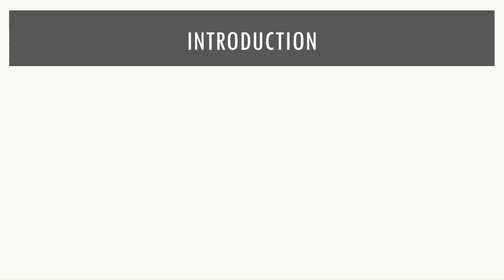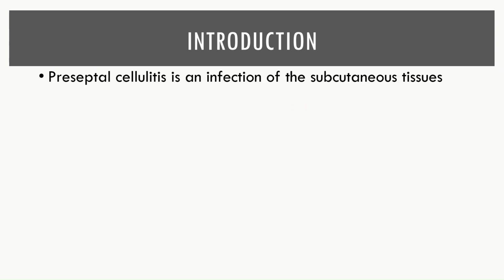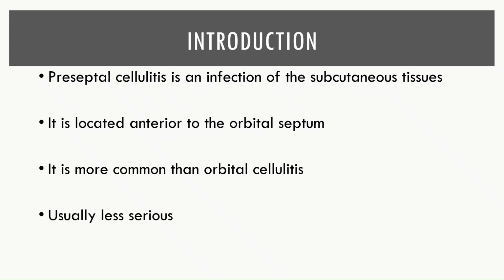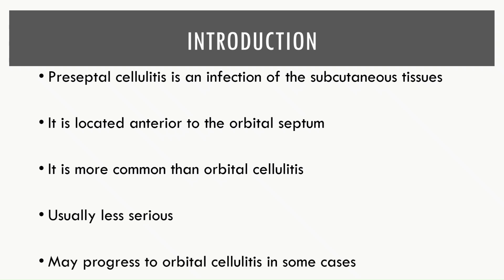In this video, we will discuss preseptal cellulitis. Preseptal cellulitis is an infection involving the subcutaneous tissues anterior to the orbital septum. It is more common than orbital cellulitis and is usually less severe, but it can occasionally lead to serious complications.